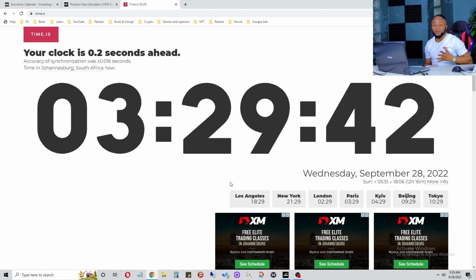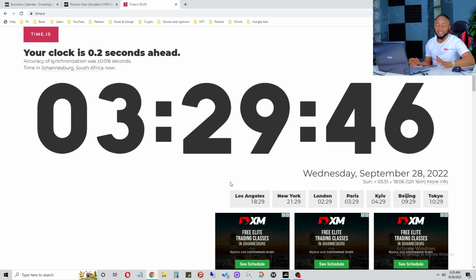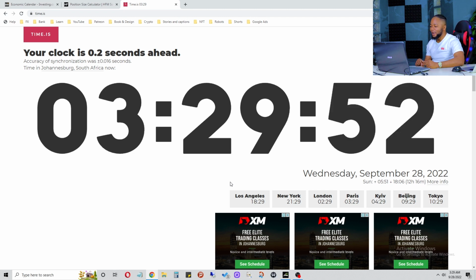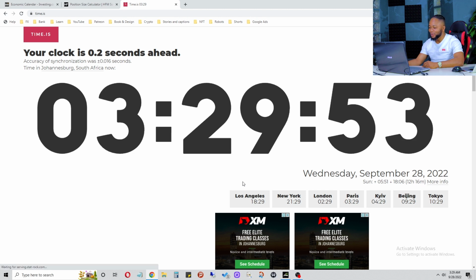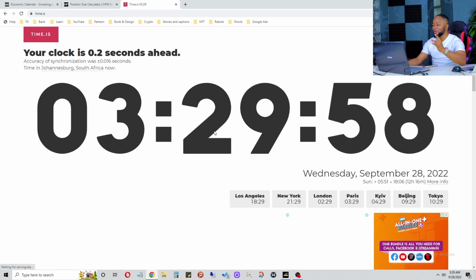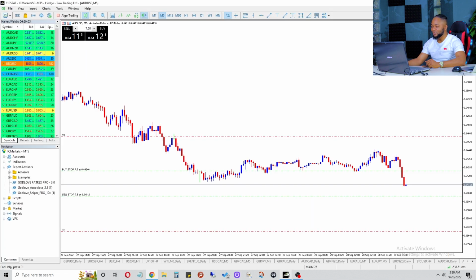My heart is actually pumping, right? Even after trading this strategy for about 5 years, my heart still pumps anytime I have this strategy up and running. So we have about 6 seconds to go, right, guys? About 5 seconds to go. 1, 2. The news is released. Let's go on the chart and see what's happening. Let's see.